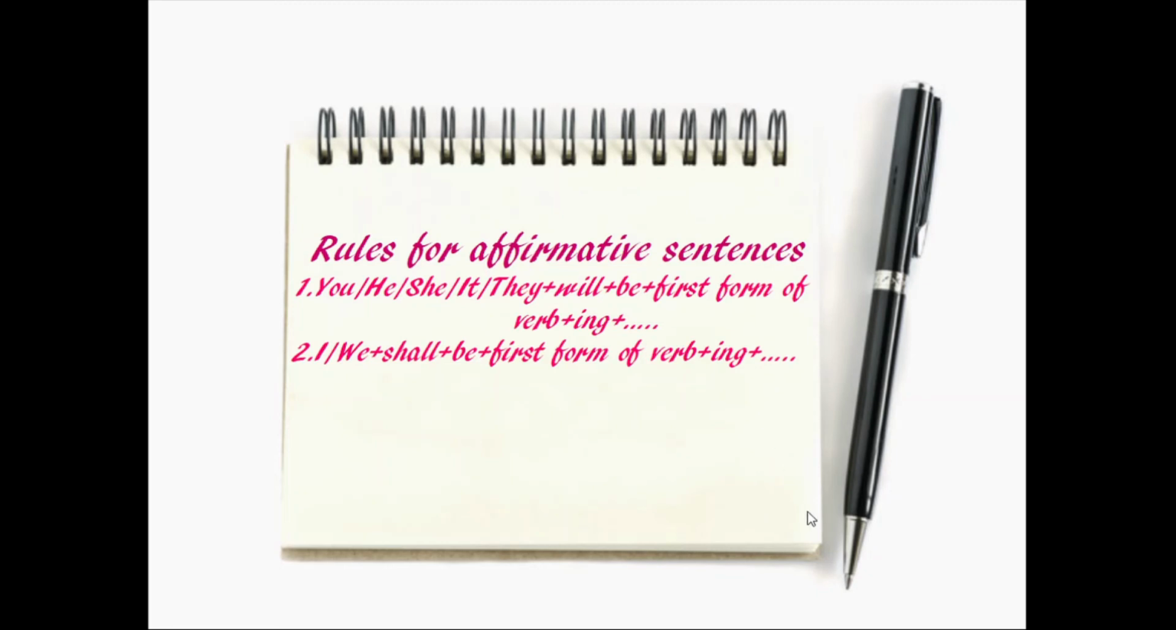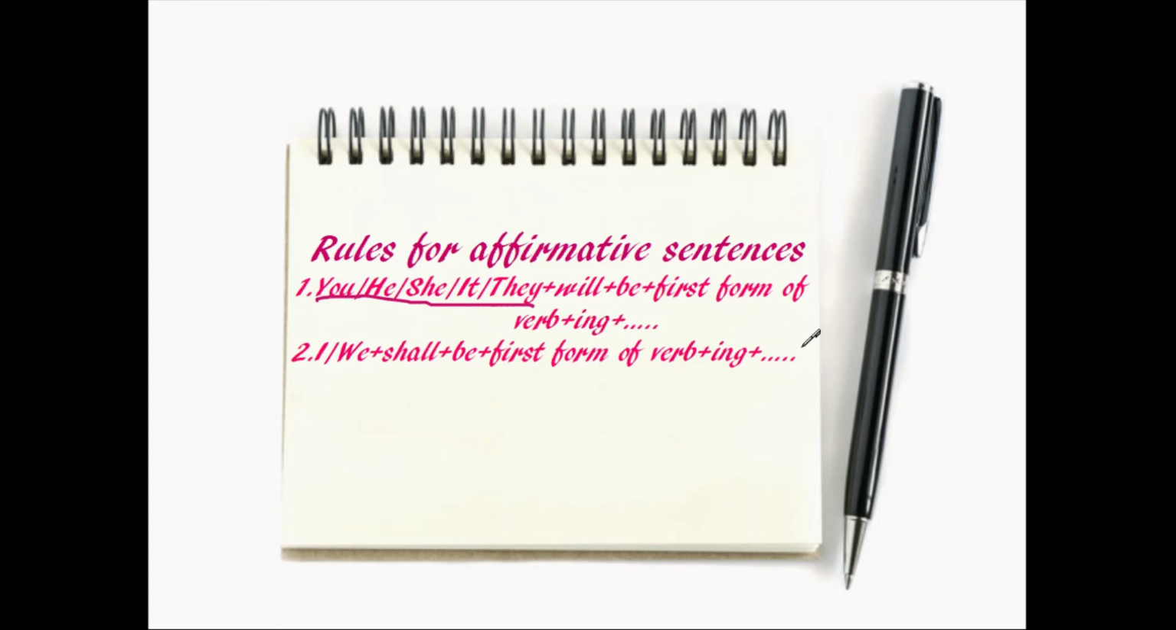Now here are the rules for affirmative sentences for future continuous tense. First one is you or he or she or it or they. This is continuous. This is like permanent. You can basically say second and third person. So you or he or she or it or they plus will be plus first form of verb plus ing plus the rest of the sentence.